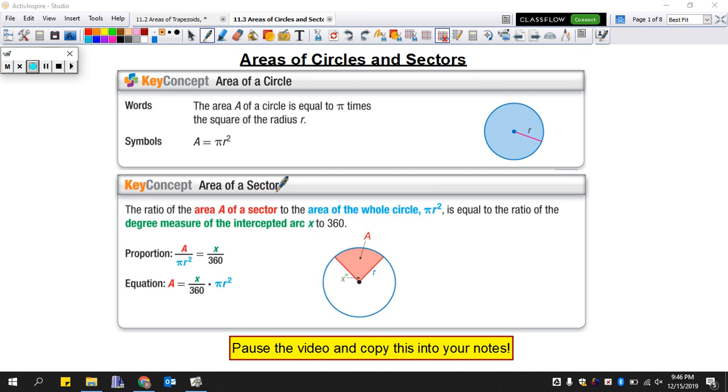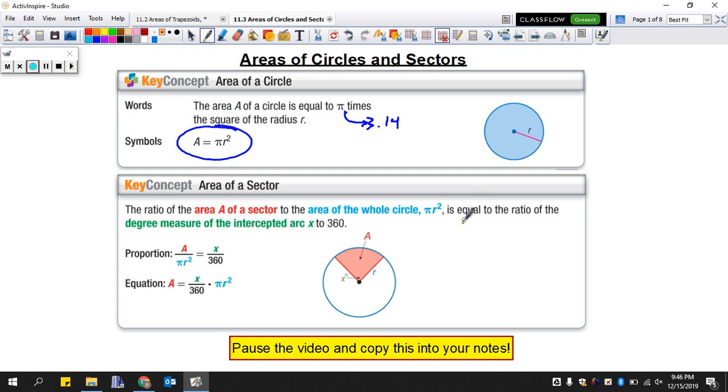In this lesson, we're going to learn how to find the areas of circles and sectors of circles. The basic formula to find the area of a circle is equal to pi times the square of the radius. Remember, pi we generally refer to as 3.14, and the radius goes from the center out to the outside edge of a circle. So pi times the radius squared is what gives you the area of a circle.